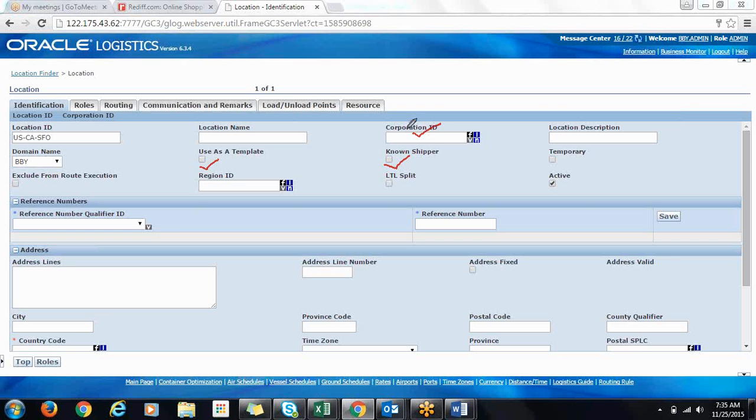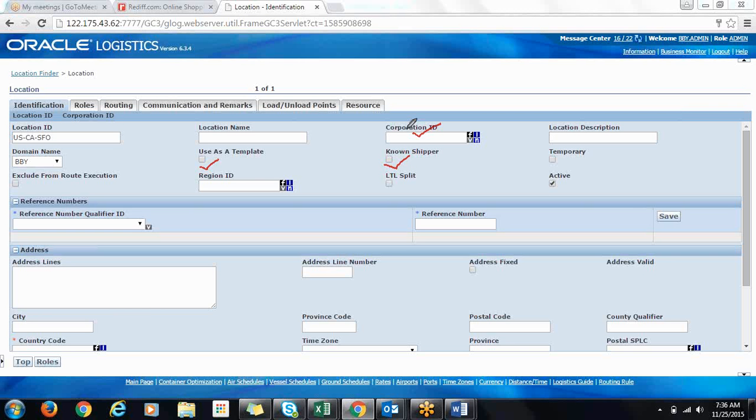To start with, corporation. What is a corporation? Corporation basically defines the organization to which this location belongs. For example, if I'm implementing OTM for Walmart, then my Walmart locations can be various places. At the same time, I might also have my service providers or vendors, so I might be picking up cargo from my vendors.